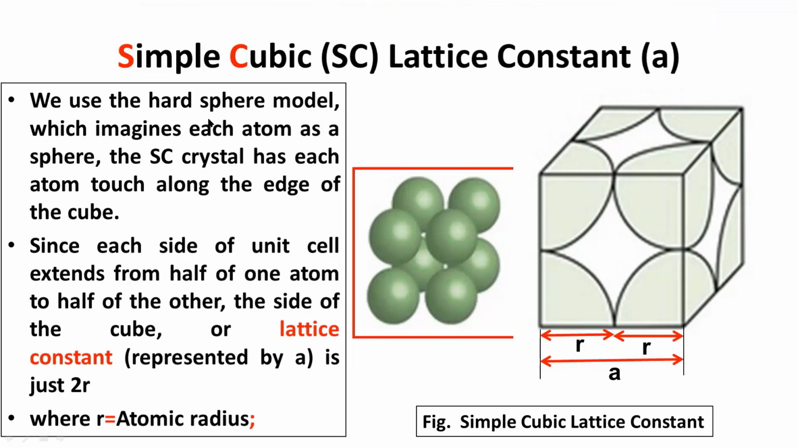We use the hard sphere model, in the sense each atom is considered as a hard sphere, which imagines each atom as a sphere. The simple cubic crystal has each atom touching along the edge of the cube. Since each side of the unit cell extends from half of one atom to half of the other, the side of the cube, or lattice constant represented by a, is just 2r, where r is the atomic radius. If you focus on this picture, this is the radius of the atom called r, and this is the side of the cubic cell, which is a. This is also called lattice constant or lattice parameter.